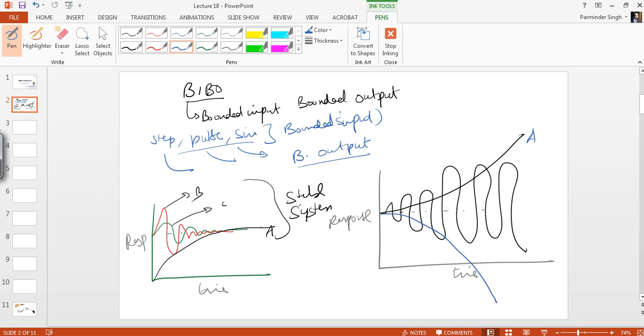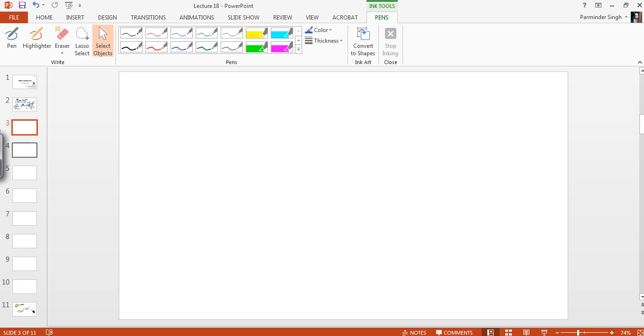All these systems A dash, B dash or C dash, they are termed as unstable systems because with respect to time they are not able to achieve a steady state value or a limiting value. So with time their amplitudes, their outputs, their response goes on increasing, so they become unstable. Whereas for stable systems, the output response achieves a steady state or a constant value. Those are stable systems.